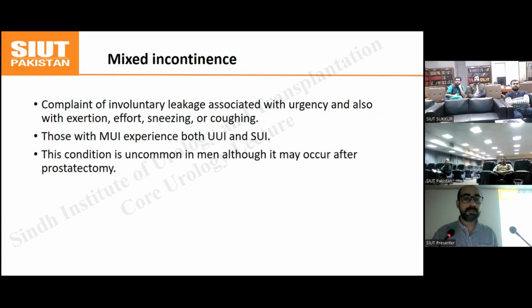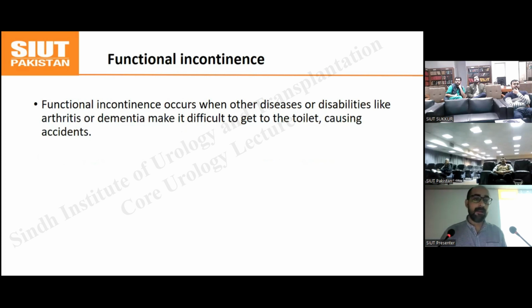In mixed incontinence, patients complain of involuntary leakage associated with urgency and also with exertion, effort, sneezing, and coughing. There are some patients who present with both urge incontinence and stress incontinence. Functional incontinence occurs when other diseases or disabilities like arthritis or dementia make it difficult for the patient to get to the toilet.